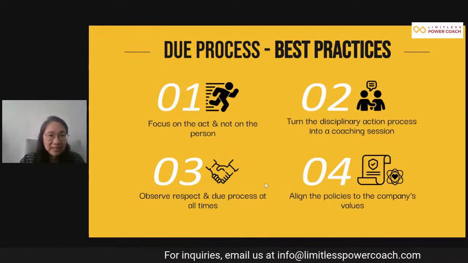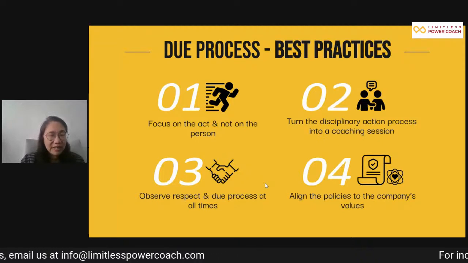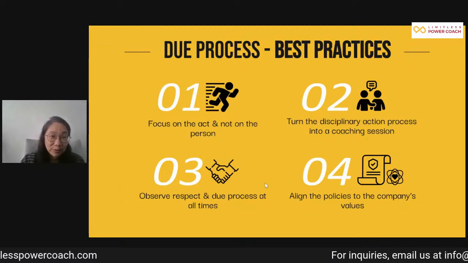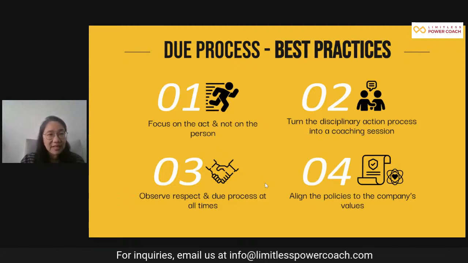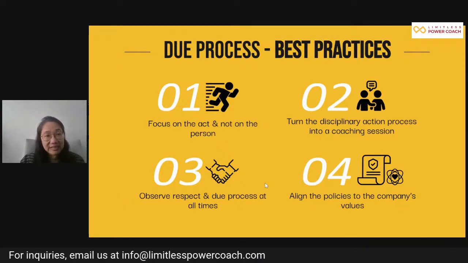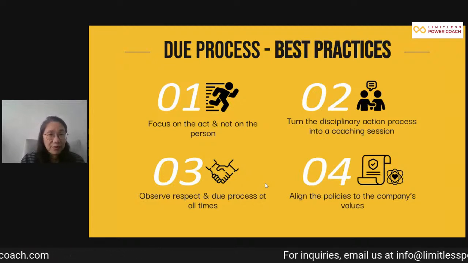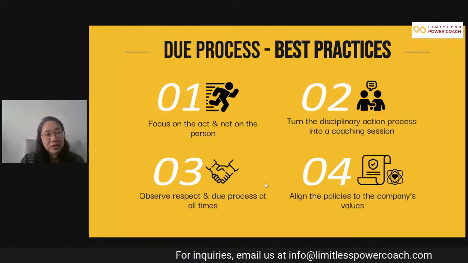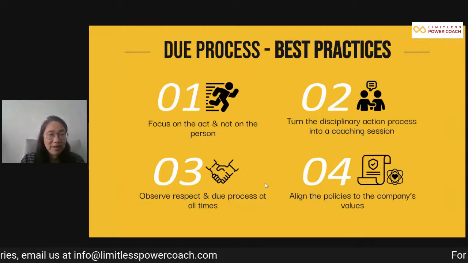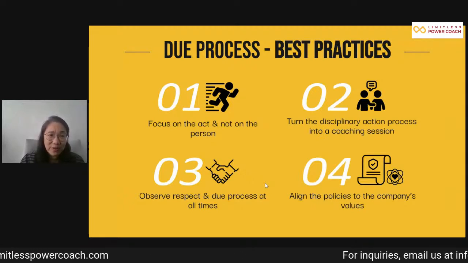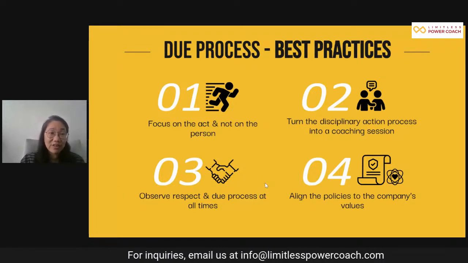First is focus on the acts and not on the person. When you talk about the person, they become more defensive. When you focus on the act committed, they are able to distinguish that you are not against them as a person, but you are not tolerating the behavior that was exuded. Then if you can turn the disciplinary process into a coaching or counseling session, that would be great. Then, of course, you need to observe respect and due process at all times, even when you are doing an administrative inquiry. And you need to make sure that your policies are aligned to your company values.